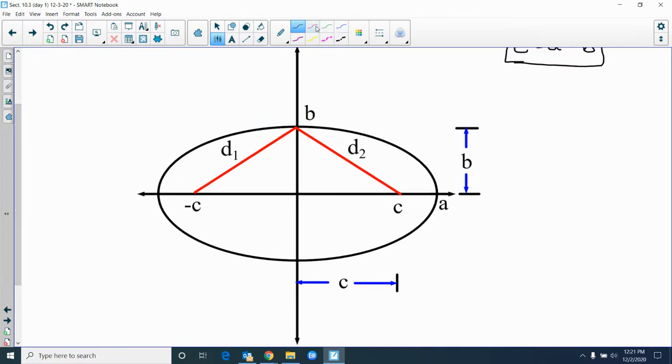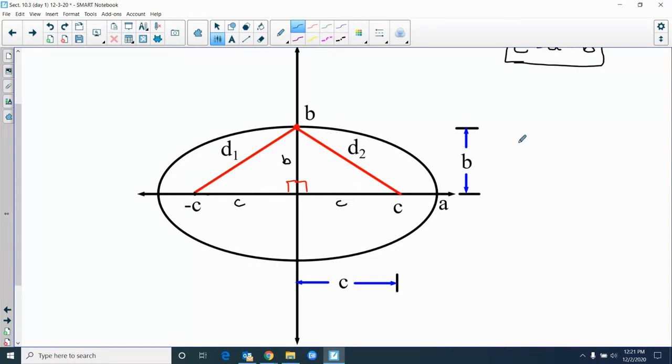And I'm going to conveniently pick this point because it gives me two right triangles. If you look closely, the distance on that bottom leg is going to be C. This leg will be B. And then the same thing over here, this will have a length of C.